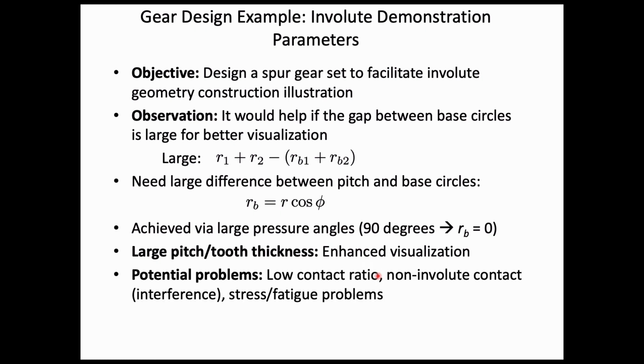There are, of course, some potential problems using this approach. If we were designing an actual gear, this might produce a low contact ratio. It could result in non-involute contact or interference, and it might also result in stress or fatigue problems. But in this example, we're focusing on geometry only, and in later lectures, we'll consider some of these other issues. Let's go through the 5-step design procedure for this particular problem with this physical demonstration example.